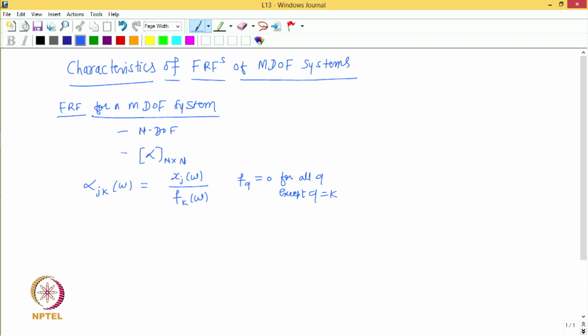So this is nothing but the frequency response function for a multi-degree of freedom system. So if we are interested to know the corresponding mobility FRF, then we just need to multiply this alpha jk by i omega. That will give us the mobility FRF, and if we multiply it further by i omega, we will get the inertance FRF. Let us now try to define inverse FRF.